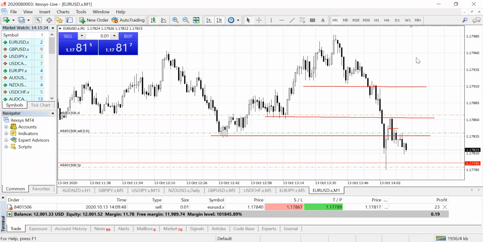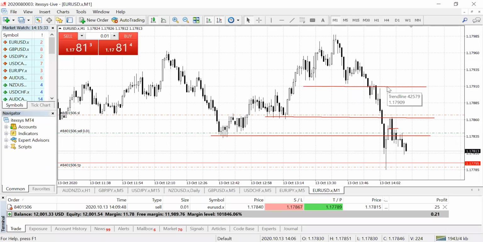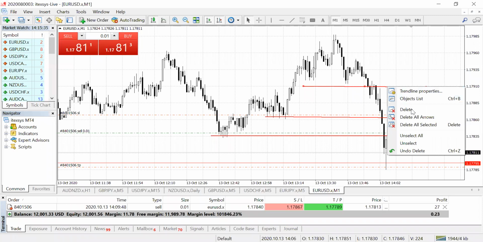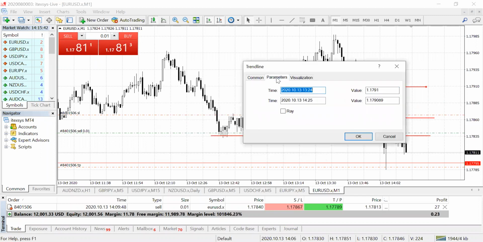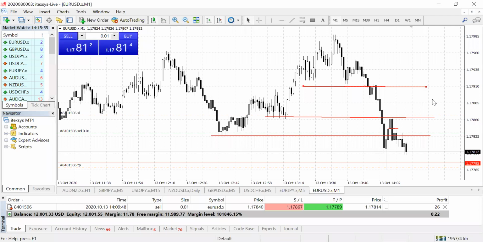M&M, how do you get your trend lines to draw that way? Mine take up the whole screen. You mean they go all the way? Okay, if I understand what you're saying, you need to go to properties, then parameters, and here is the ray box. You need to uncheck it, because if it's on Ray, it goes all the way across your whole screen.